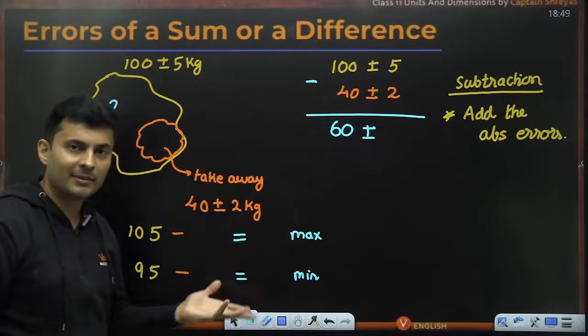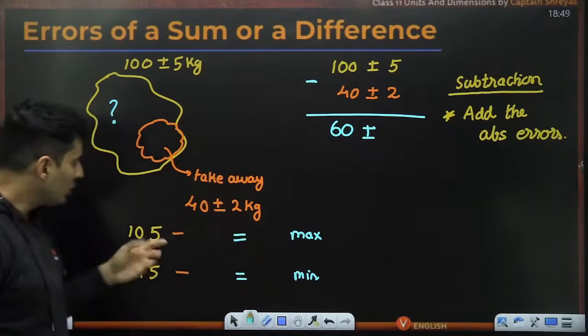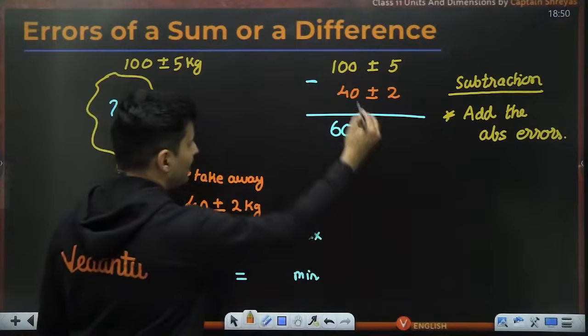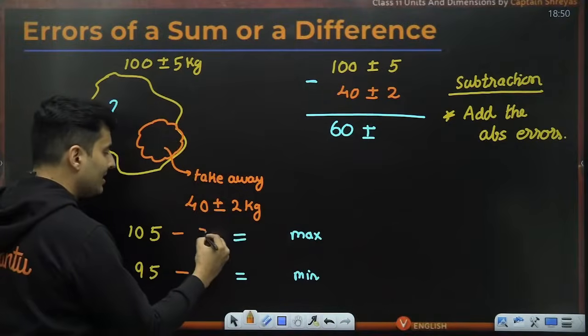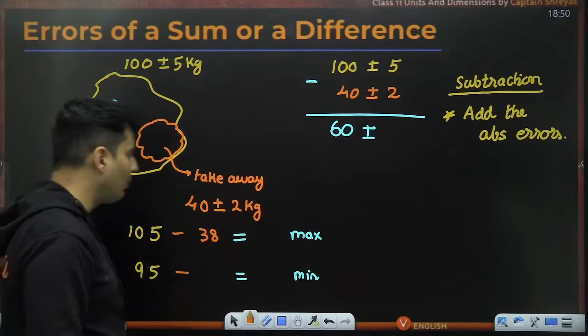Just think like that. If I want a lot of stuff to be left, then from a large number, I will subtract a smaller number. What is the smaller number? 40 minus 2, which is nothing but 38. Then whatever is left is the maximum value.